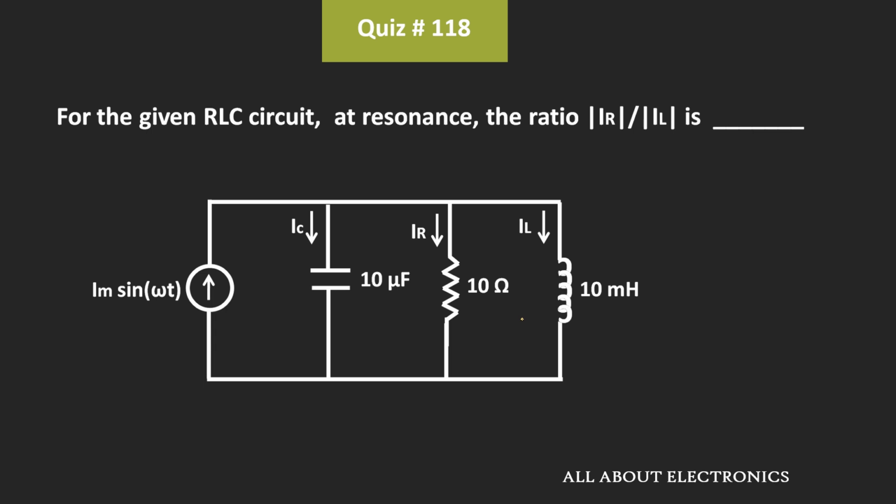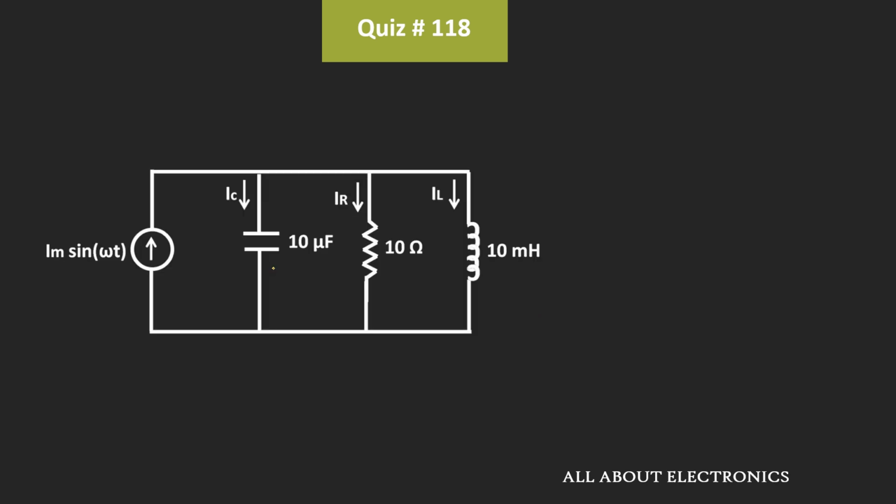So in this question, we have been given this RLC circuit and at the resonance, we have been asked to find the ratio of the current through the resistor to the inductor, or in other words, we have been asked to find the ratio of the IR and the IL. Now if you see this circuit, then it is the case of the parallel RLC circuit. So in this parallel RLC circuit, the voltage across each element will remain the same. So let's say the voltage across each element is equal to V.